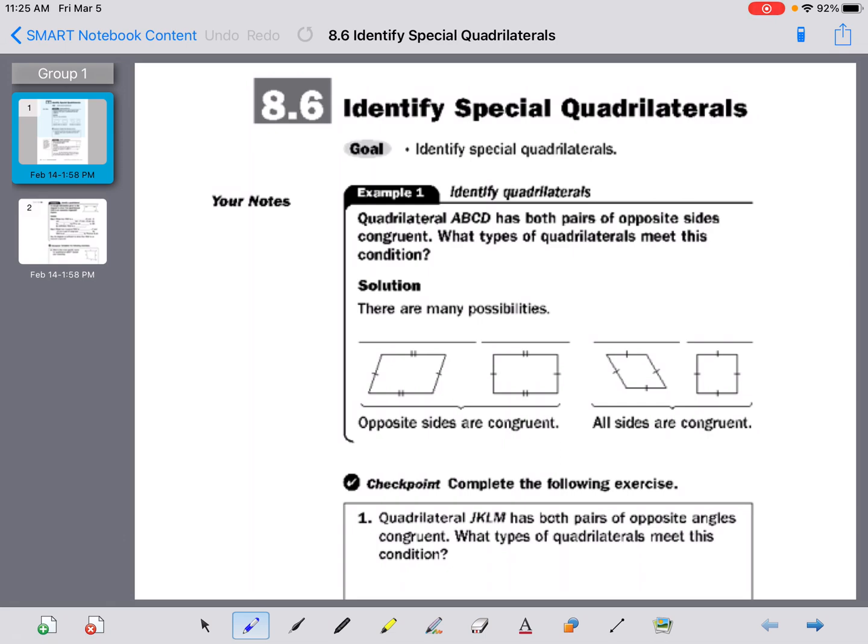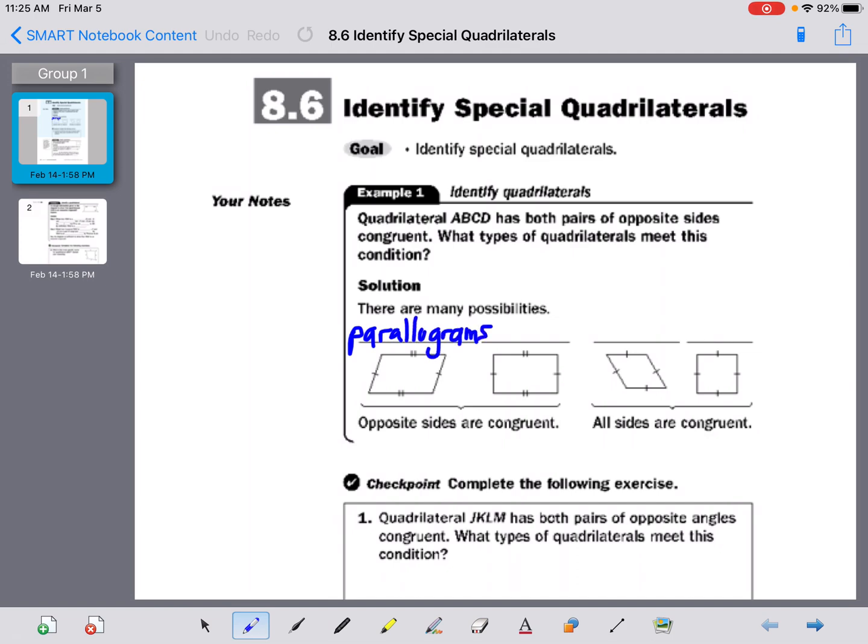So this first one says, a quadrilateral ABCD has both pairs of opposite sides congruent. What types of quadrilateral meet this condition? We're looking for possibly more than one answer. So I want to figure out any of my quadrilaterals where opposite sides are congruent. Well, if I think about my opposite sides congruent, that was a property way back with parallelograms, okay? So that means all my parallelograms have opposite sides congruent, okay?